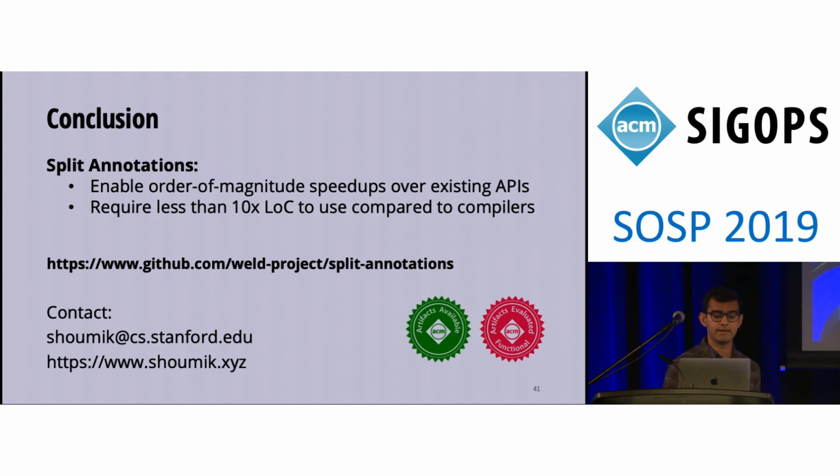So to conclude, split annotations enable order of magnitude speedups over existing libraries. They require less than 10 times the code to integrate compared to existing compilers, and all of our code is open source, as are all the experiments and everything, so I encourage you to take a look at that as well. And with that, I'm happy to take questions. Thanks.